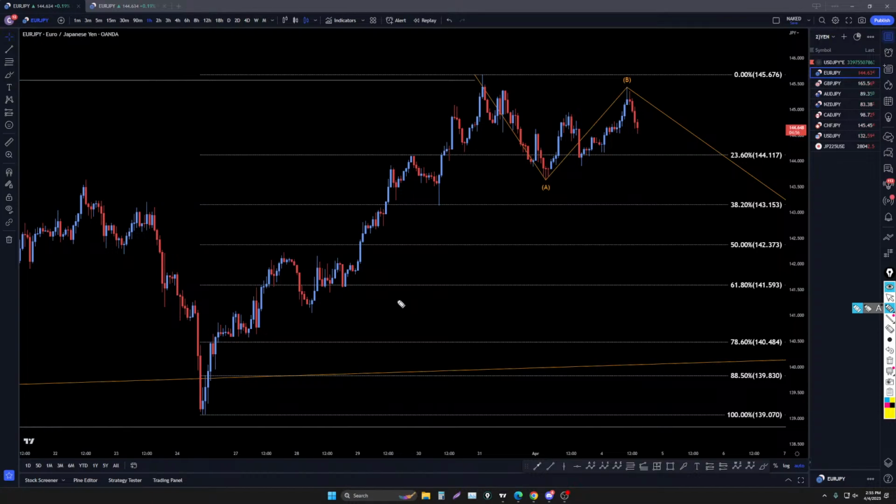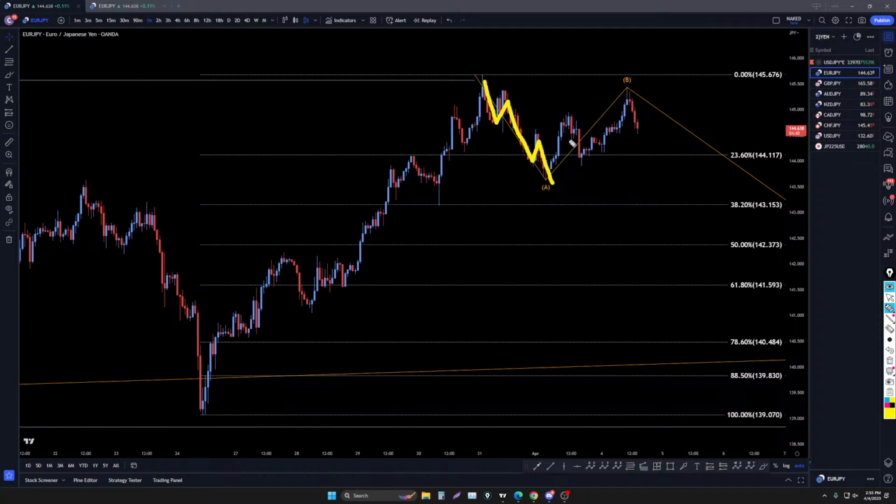I'm probably one of the most willing people you will meet to change my analysis in a second, which is probably why I'm successful at my trading. But now I definitely see what I think is a 1, 2, 3, 4, 5.